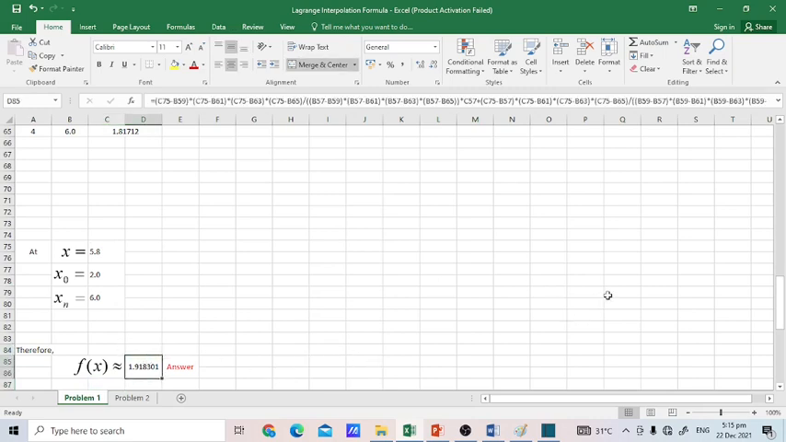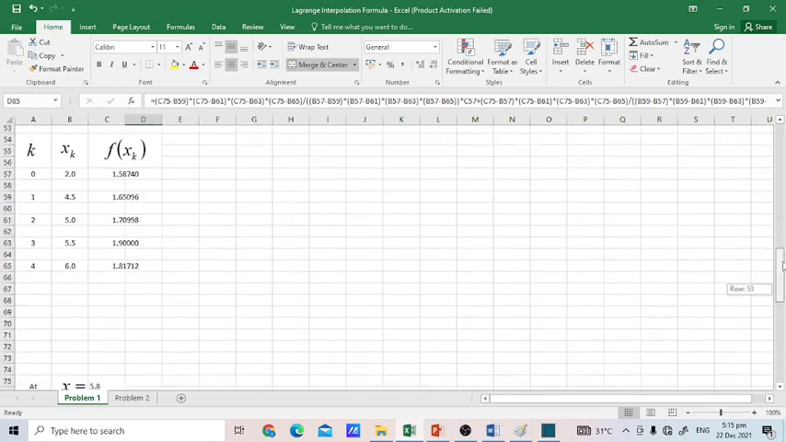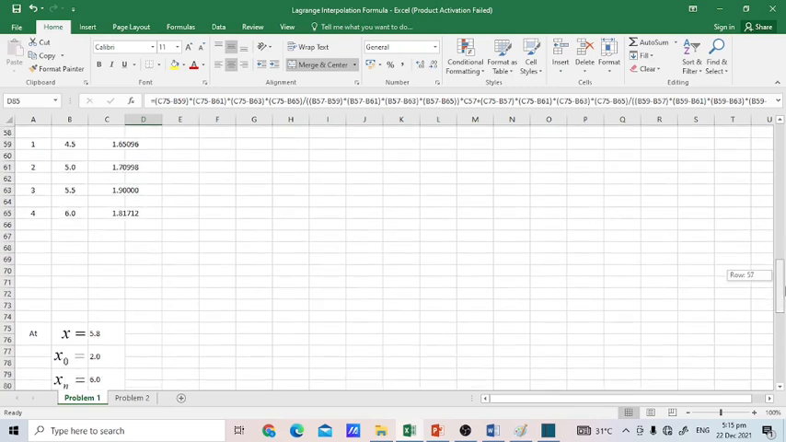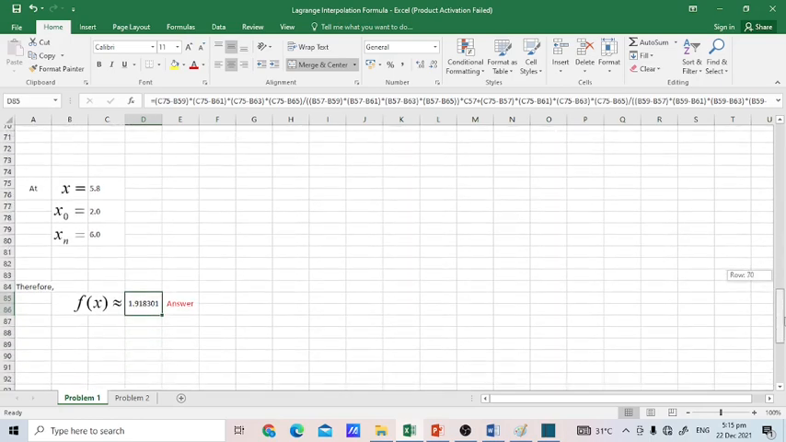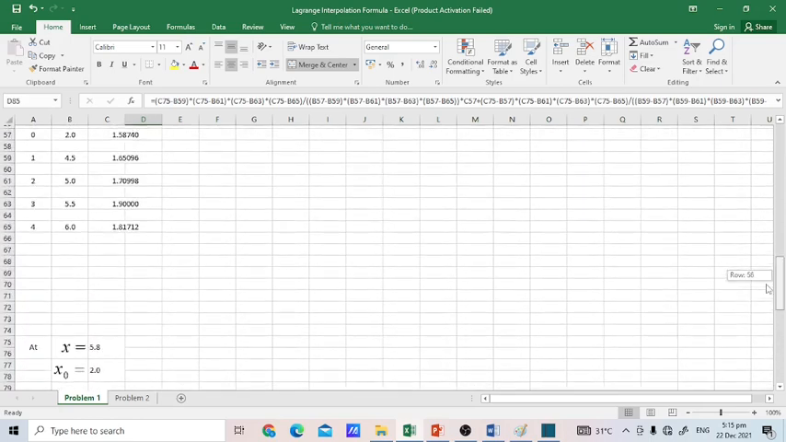Let's check if it is in between. 5.8 and 6. In the table, 5.5 and 6: 1.9, 1.8, 1.7, 1.2. So what did it give? 1.918301. So that is what it gave.